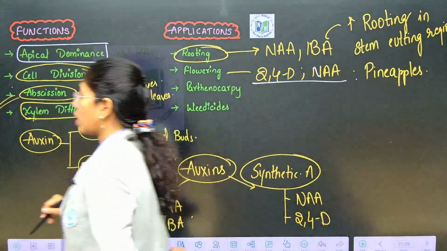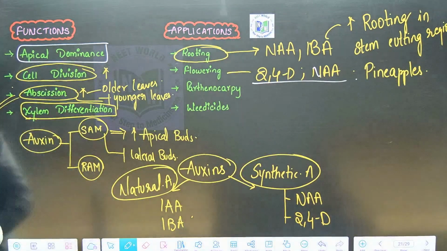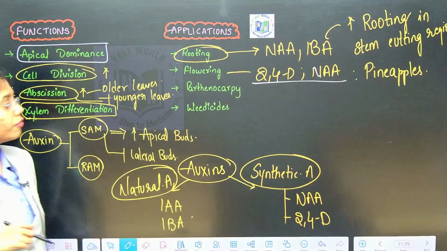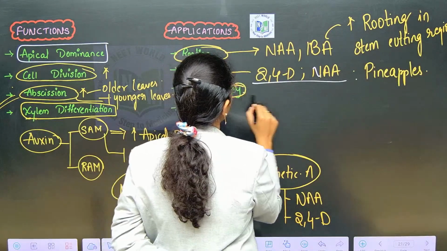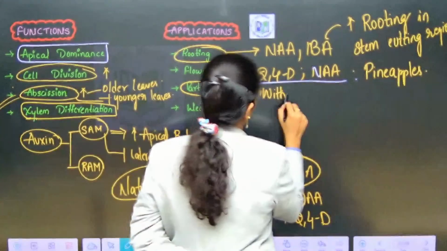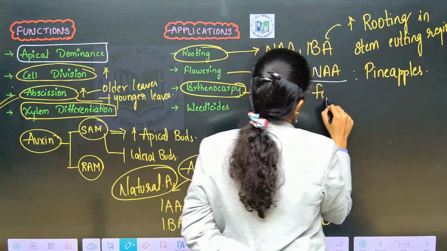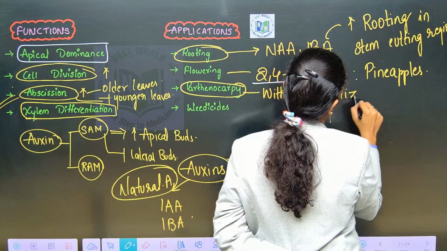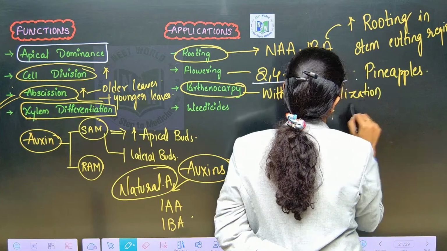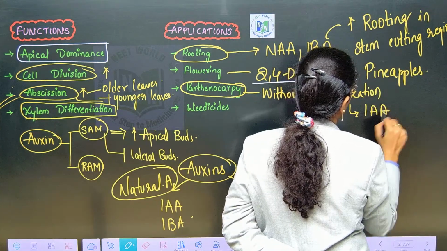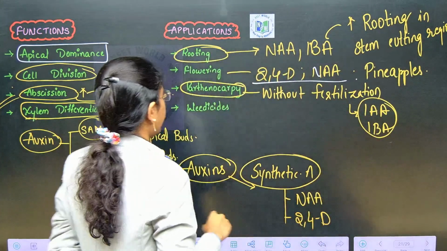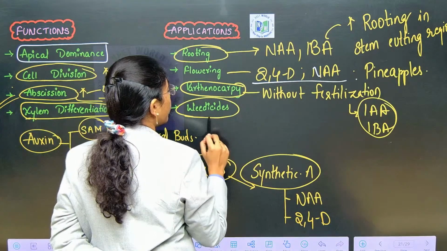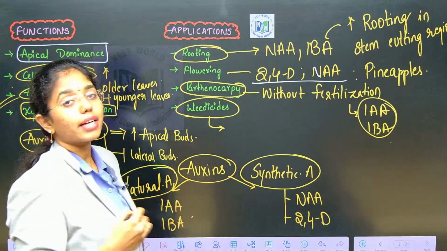Fine, it promotes flowering in pineapple. And then if you observe parthenocarpy, that is production of seedless fruits, that is fruit formation without fertilization. This is promoted by indole acetic acid and indole butyric acid, both are natural auxins only. And auxins will promote weed-free lawns and they act as weedicides.